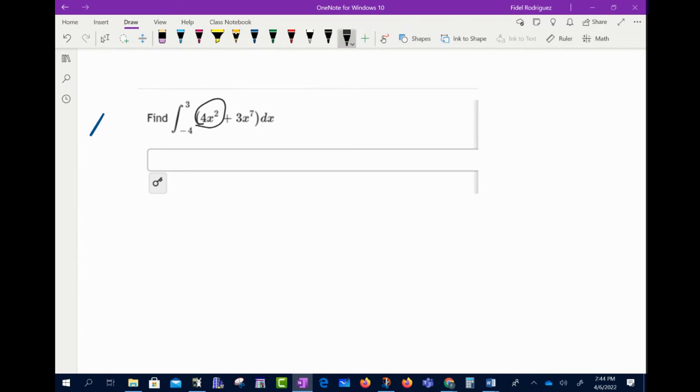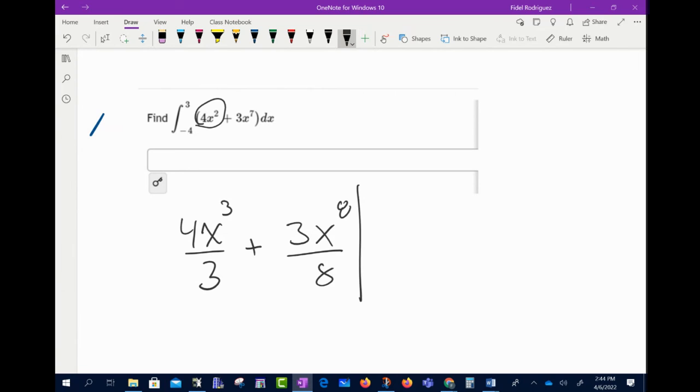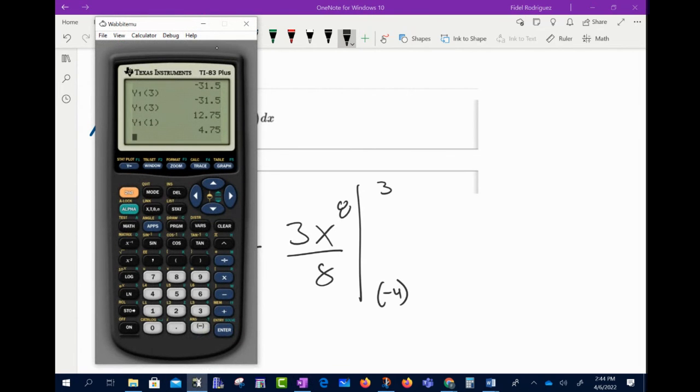First question. Does anybody know what is the antiderivative of 4x squared? 4x cubed over 3. Very good. Plus, what about the antiderivative of 3x to the 7th? 3x to the 8th over 8. Very good. Okay, y'all, we're going to do this evaluating in 2 portions. We're going to evaluate it at 3. We're going to evaluate it at negative 4. We're going to take the difference.